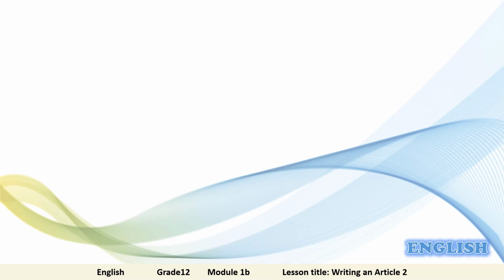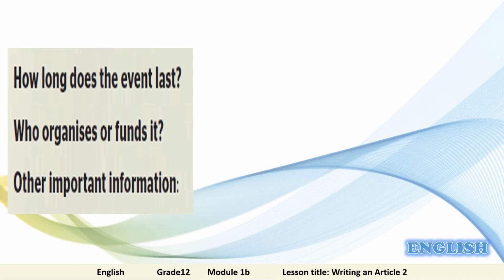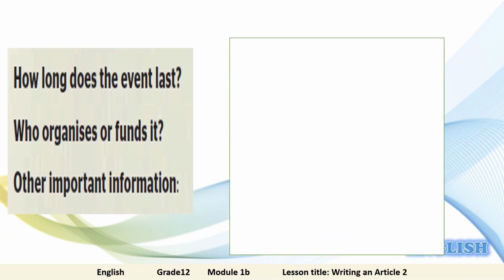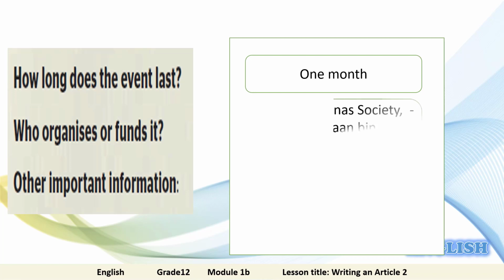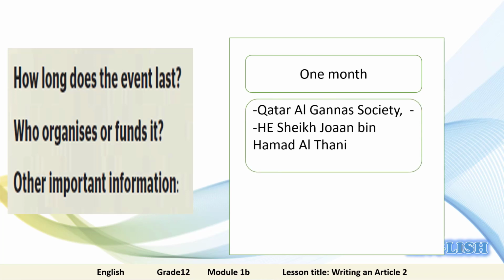We're left off with 2 more questions of the 5 W's. It's the how long does the event last and who organizes or funds it. Such an event lasts for 1 month, exactly. Who organizes it or funds it? Who are the people or the organizations behind such an event, paying money for such an event? It's Al Ghanas Society, His Excellency Sheikh Jawan bin Hamad Al Thani.